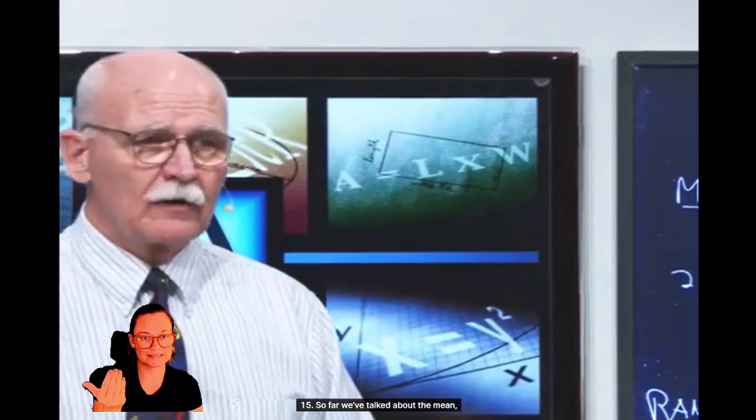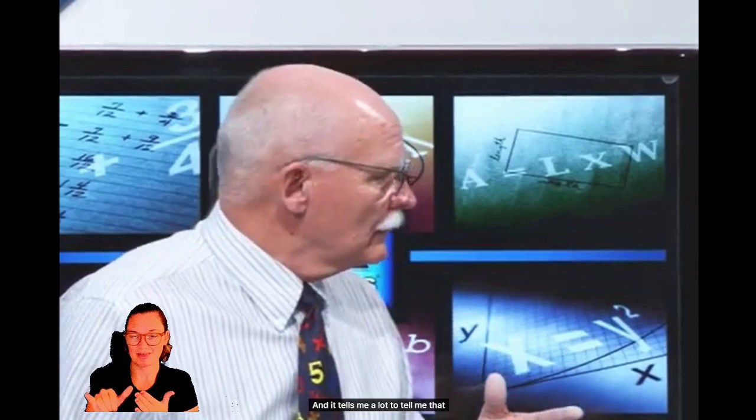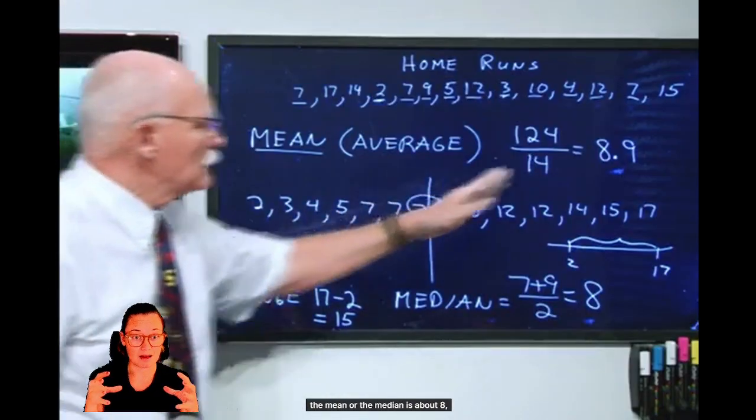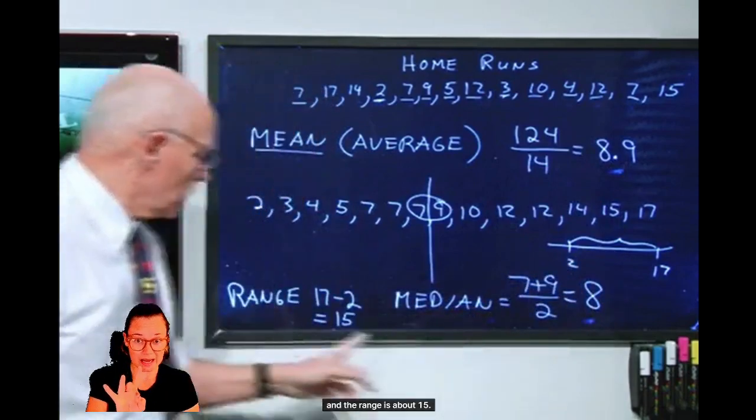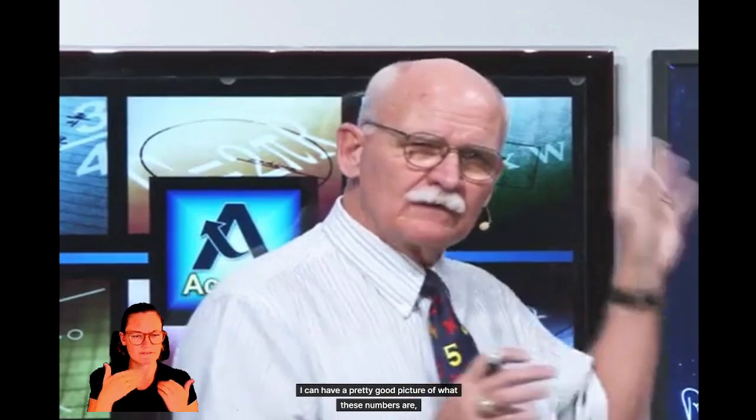Okay? So far we've talked about the mean, the median, and the range. And those are 3 important statistical measures. It tells me a lot to tell me that the mean or the median is about 8 and the range is about 15. I can have a pretty good picture of what these numbers are without looking at the entire set of data.